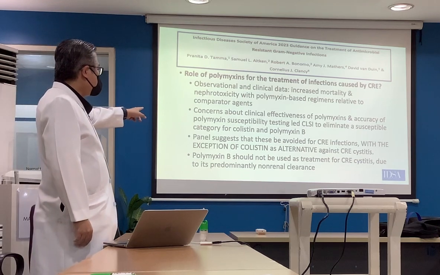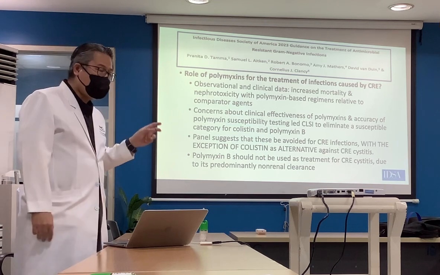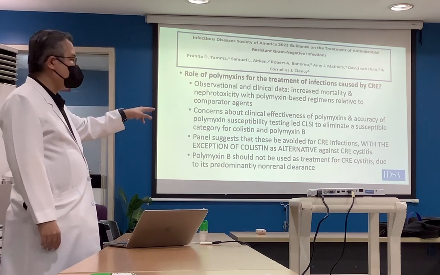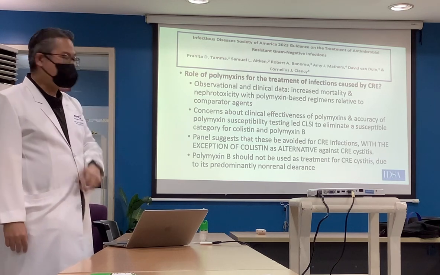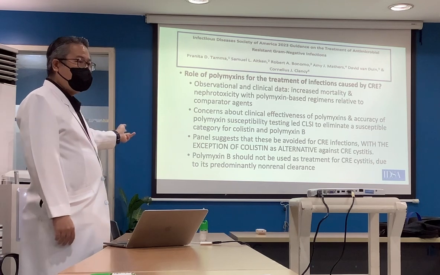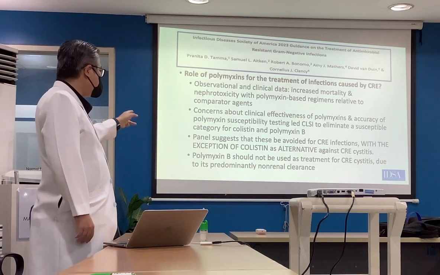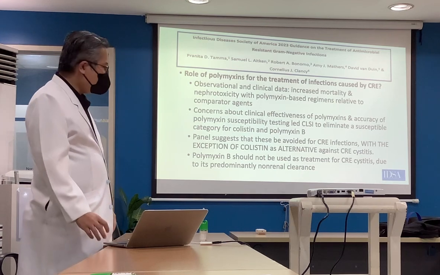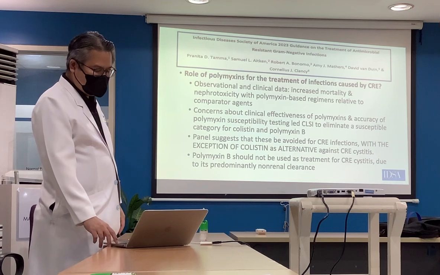Now, the panel suggests that these be avoided for CRE infections, again, with the exception of colistin as alternative for CRE cystitis, because yung nga colistin better sa urinary tract. And then yung kanyang counterpart na polymyxin B, again, colistin is polymyxin E, no? But polymyxin B should not be used for CRE cystitis due to its predominantly non-renal clearance.